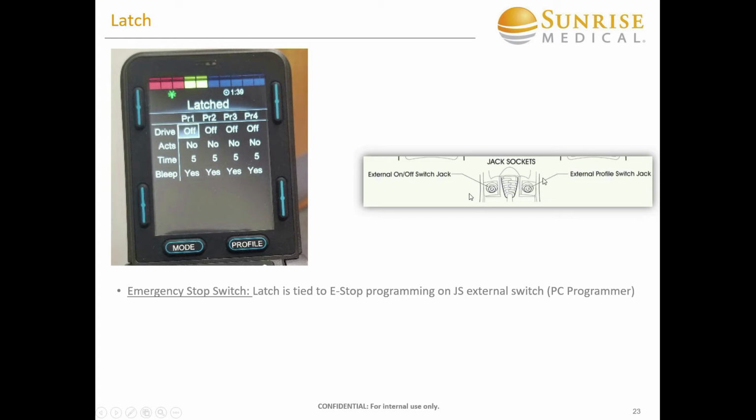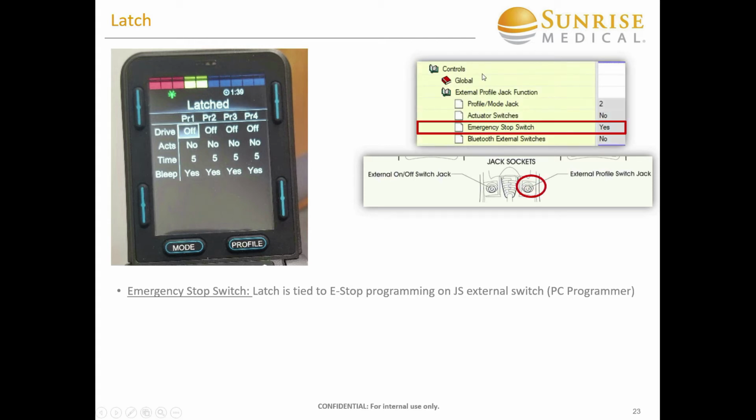If you want to change that so you do not need to have this safety switch plugged into there, it will require you to go into the PC programmer, and under the control section of the PC programmer, change the emergency stop switch to no. You do not have an onboard programming functionality to turn that off. You will need to use a PC programmer to actually turn that off.